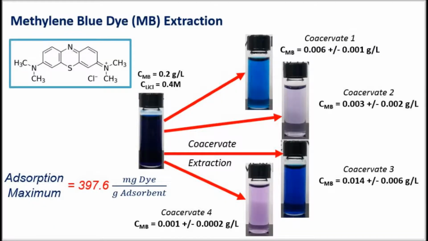Now, our group uses coacervates to extract dye using a batch procedure. Wastewater samples containing 0.2 grams per liter methylene blue were treated to determine the upper limit of absorption for our coacervate absorbents. As can be seen in our results, based on the drastic reduction in color from wastewater samples to treated samples, all coacervate samples have extremely high absorption maximum.